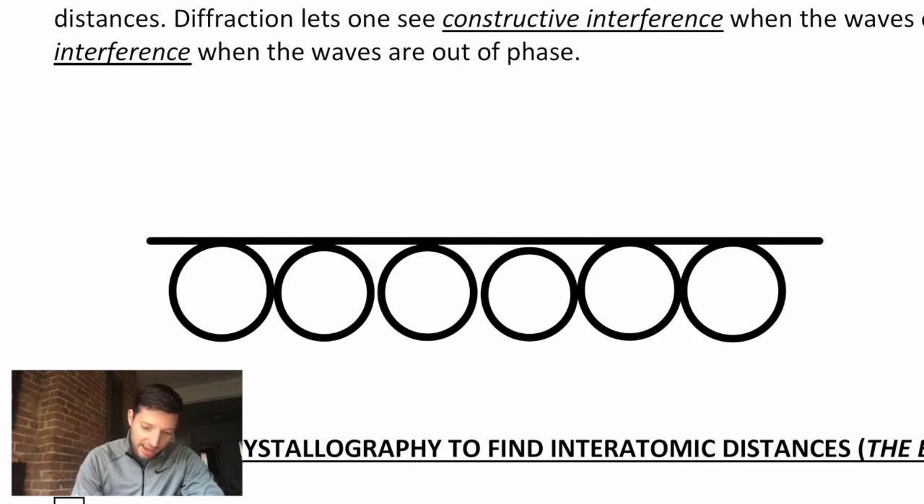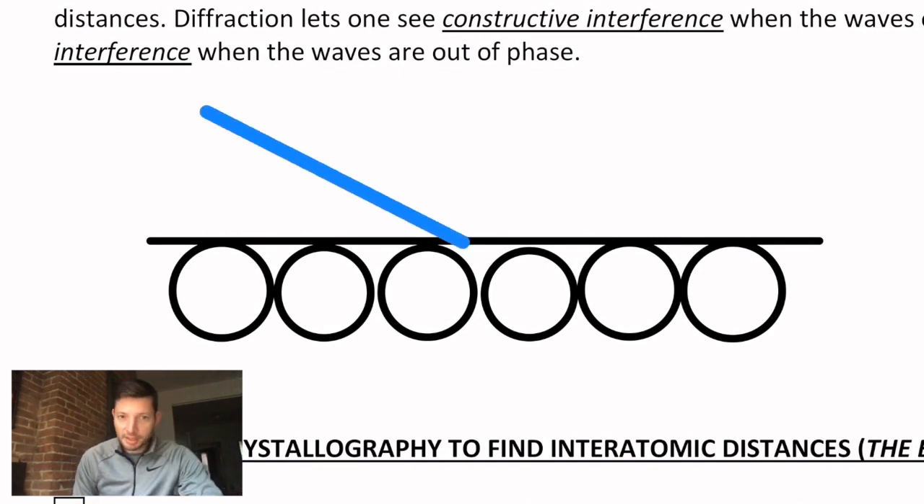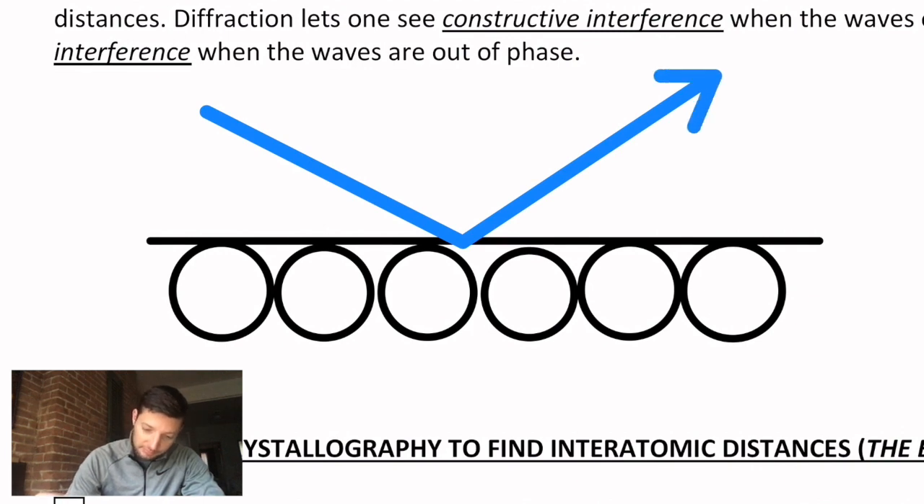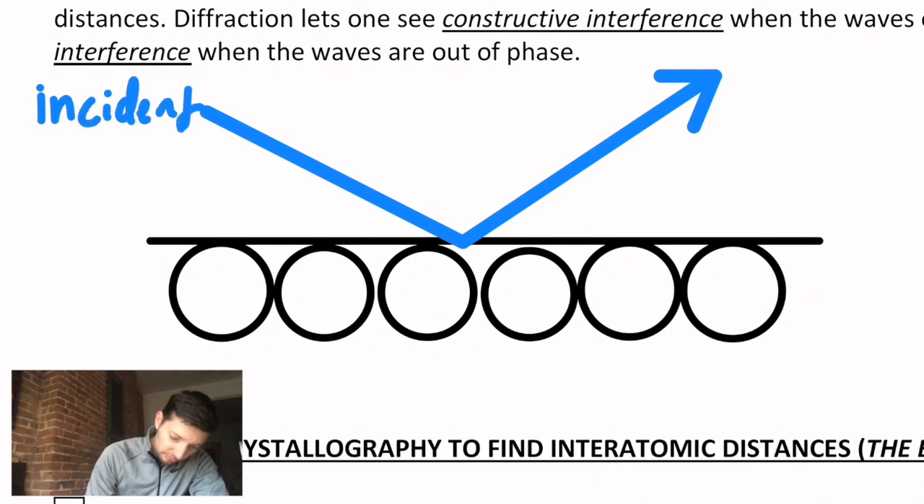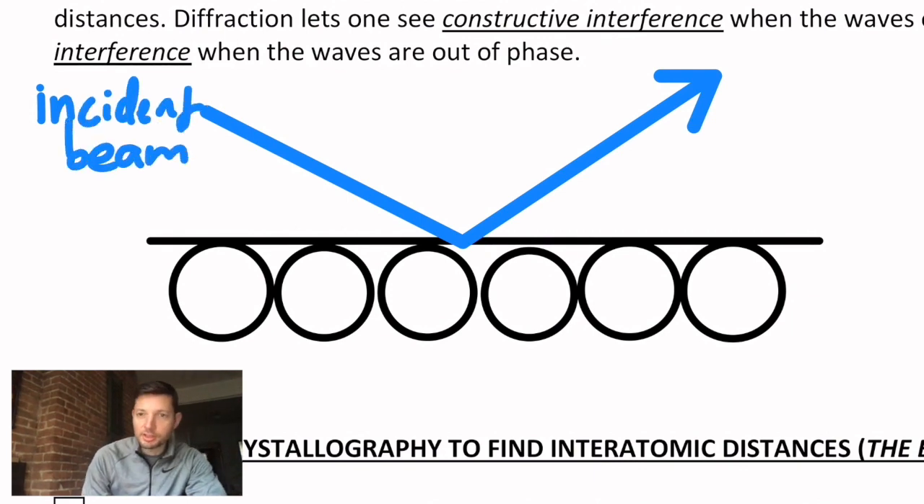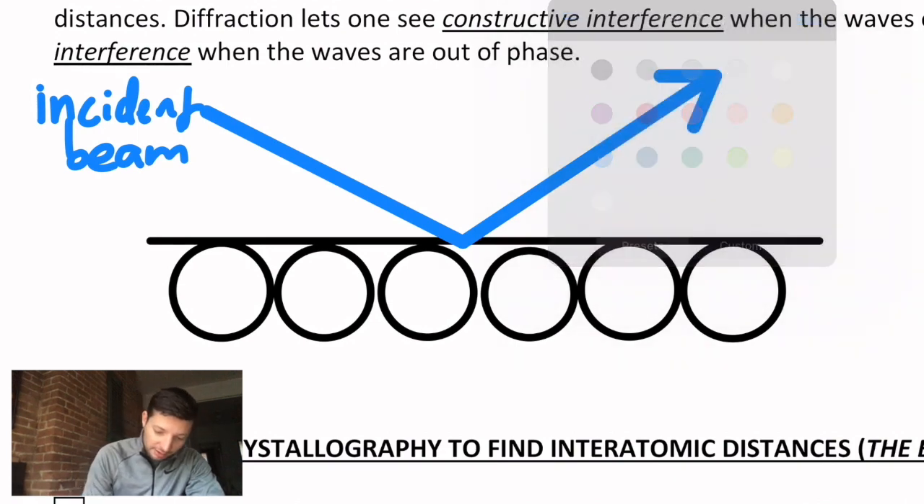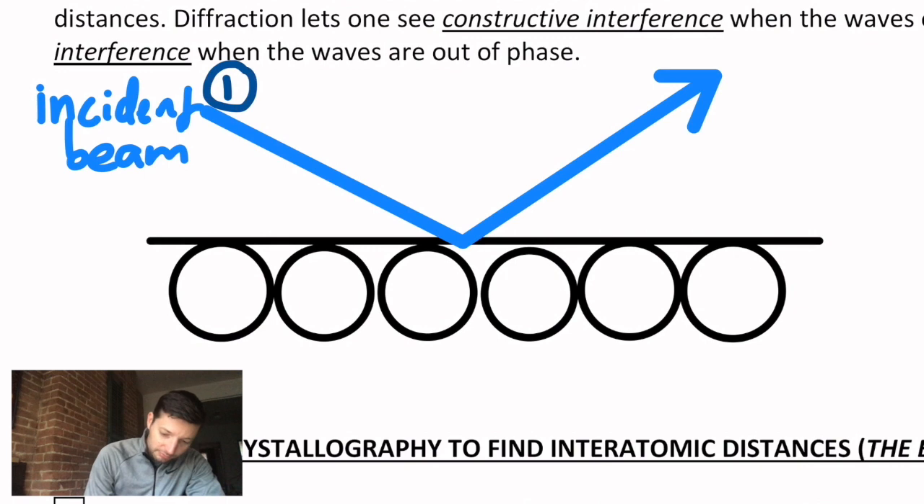Now let's say I have an incident beam of light. So let's draw a beam of light coming in, and it can reflect off of that plane. So here we have an incident beam. And we can control that using X-rays that we generate from a machine that does this. I'm going to label this. I'm going to call this ray 1.